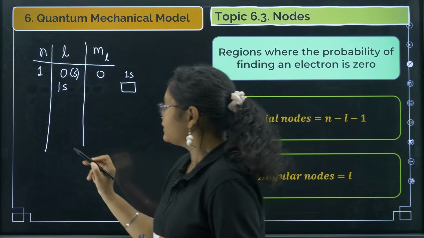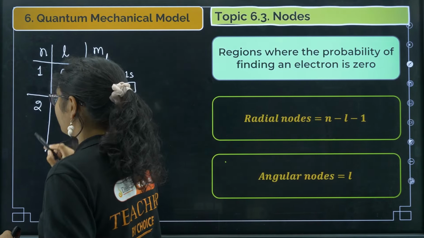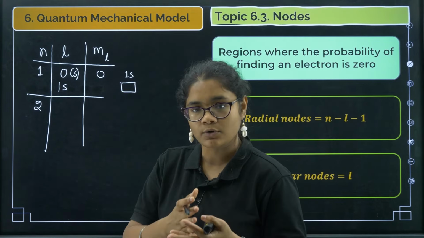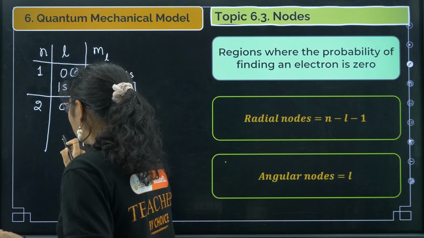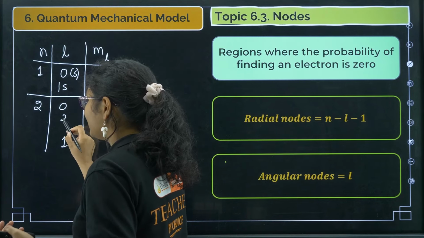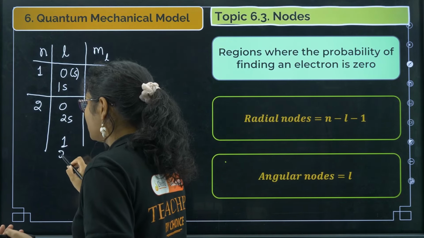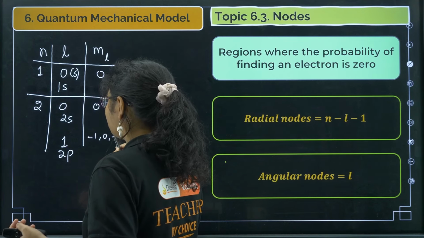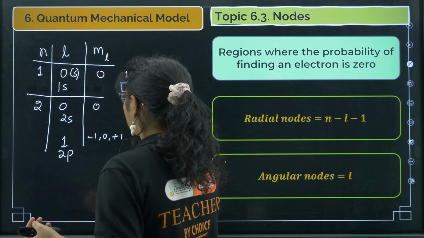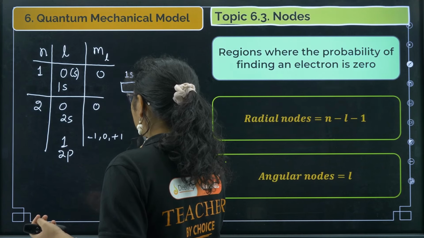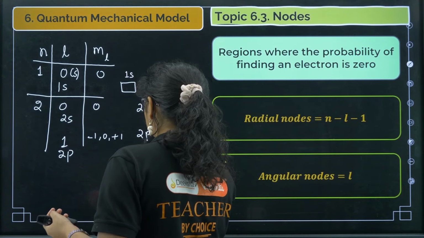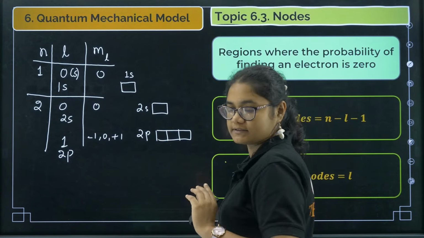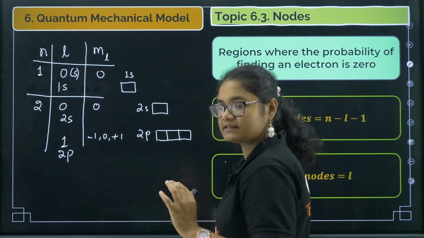This is how we can represent 1S, with a box. Now if I come to N equal to 2, what are the L values? L values are 0 and 1. For 0 it is 2S, and this is 2P. Now this is also 0, and this is minus 1, 0 and plus 1. So we can write this one as 2S and this one as 2P. In 2p you see I am making 3 orbitals: one is minus 1, one is 0, and one is plus 1.